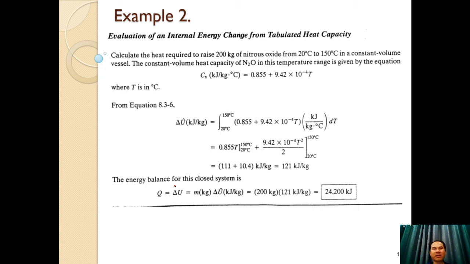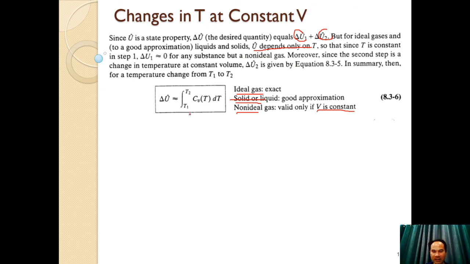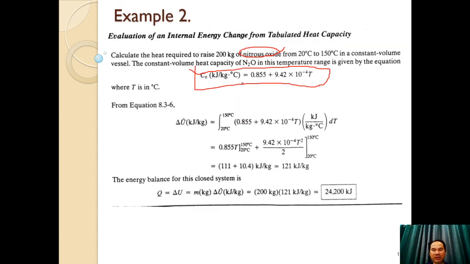For this case, the constant volume heat capacity of nitrous oxide is expressed in this equation. It is Cv of nitrous oxide. For this case, we can approximate it as gas phase. That's right, it may be gas phase. For gas phase, you can use this data. That means delta U equals the integral from 20 to 150 degrees Celsius of Cp dT. You substitute Cp, and then integrate. You get this answer.